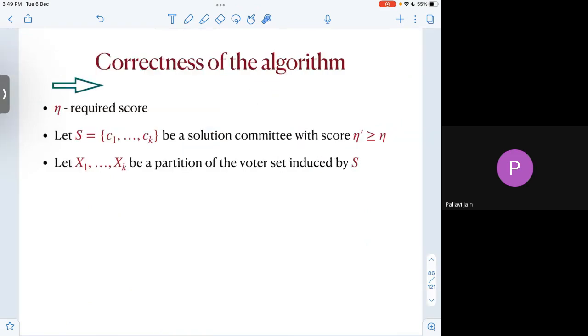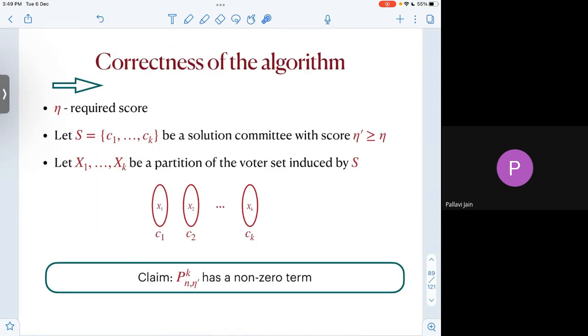Since there is a solution, when I'm saying x1 to xk is a partition, it's a hypothetical thing. I don't need to construct it. I know there is a solution, so there is also a partition. So I know there's a partition of voters into k sets, and you have these representatives, correct?